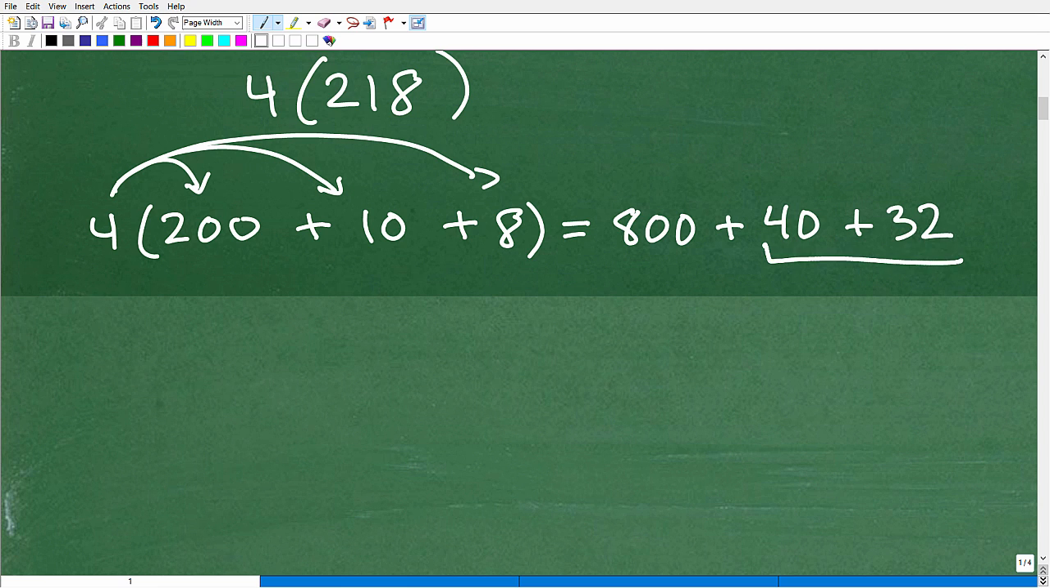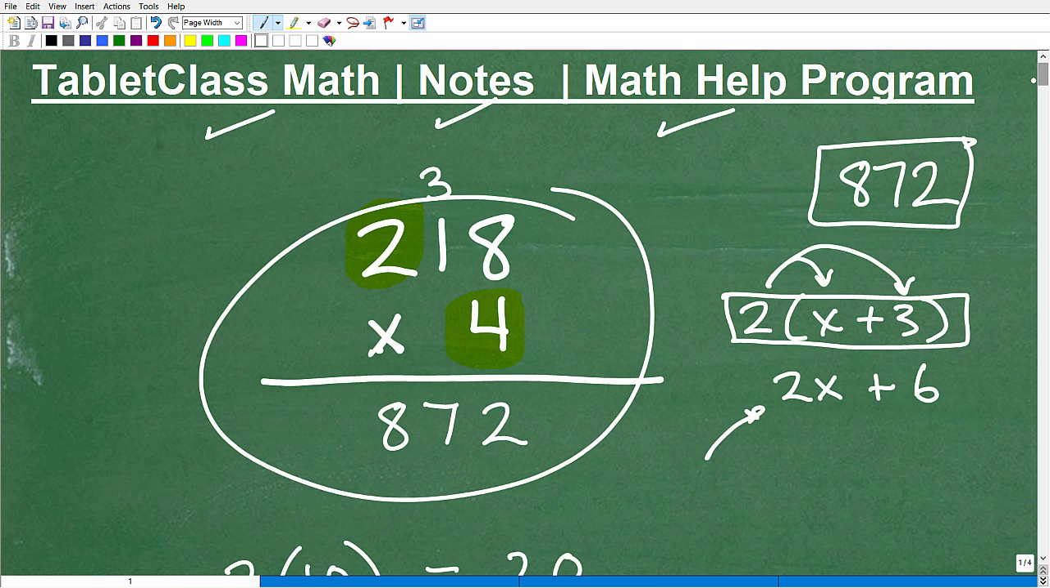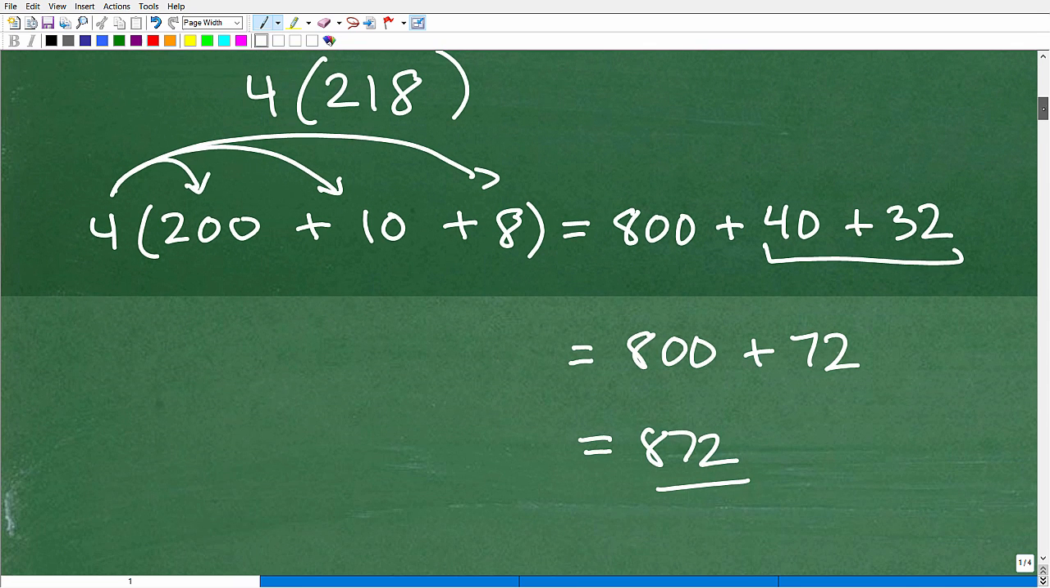All right, so in our brains here, we could be like, all right, 40 and 32 is 72, so that's 800 plus 72, or 872. And I'm pretty sure that is the answer to this problem when we did it the first time. So the distributive property is another way to approach multiplication. But you can't do division until you understand multiplication.